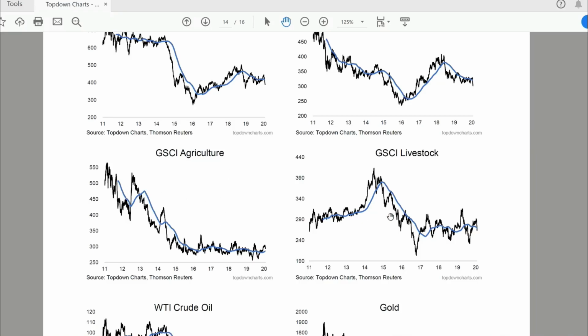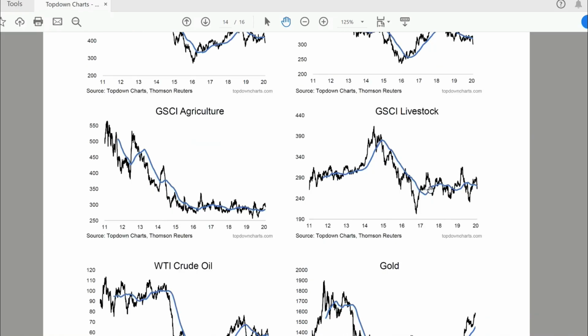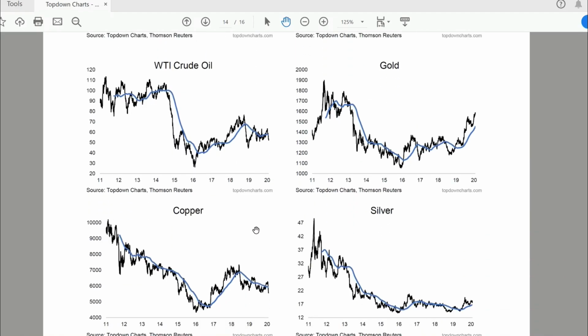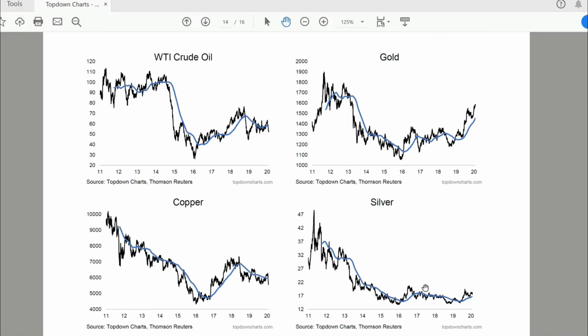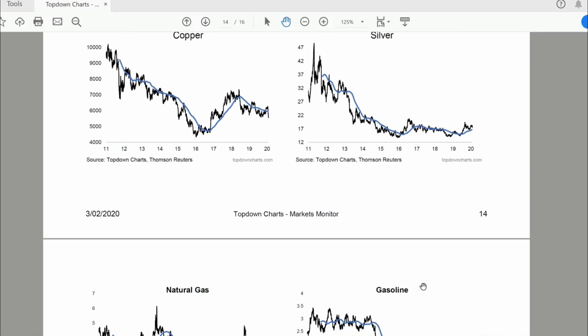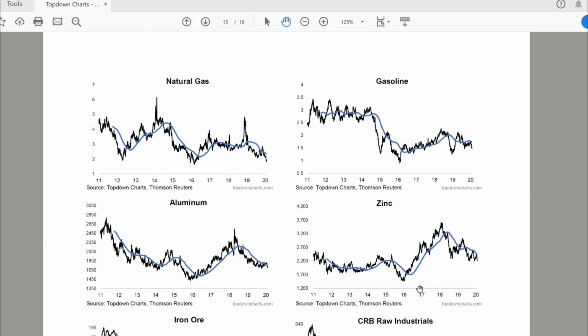GSCI agriculture, so that would be soft commodities, grains, etc. So soybeans, all the rest of it. Livestock, obviously that's cattle and hogs. And then just the major ones there, so WTI crude oil, gold, copper, silver, and then a few other ones that are good to keep an eye on as well.